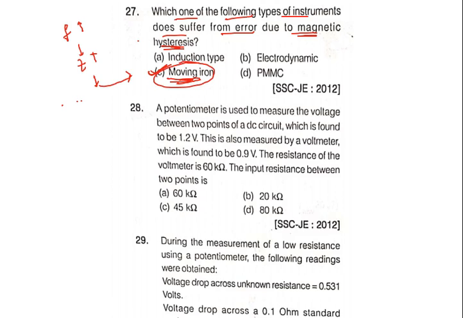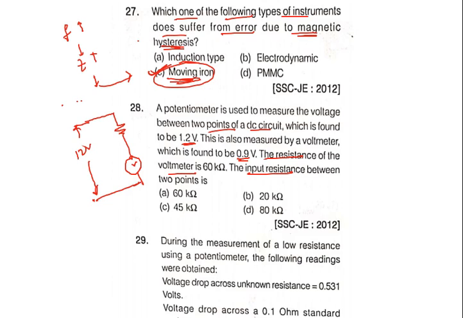Okay. Next one. A potentiometer is used to measure the voltage between 2 points of the DC circuit, which is found to be 1.2 volts. This is also measured by the voltmeter, which is found to be 0.9 volts. The resistance of the voltmeter is 60 kilo ohms. The input resistance is asked. Between 2 points he has given 12 volts. There is an input resistance, after that there is a voltmeter connection.